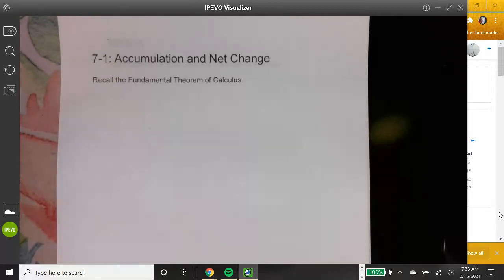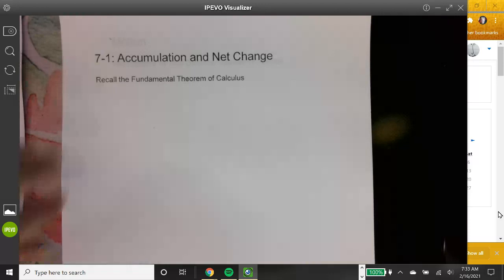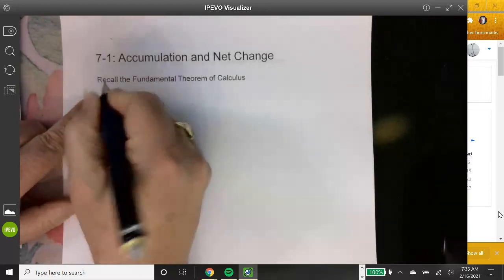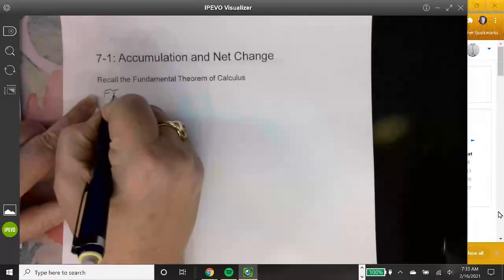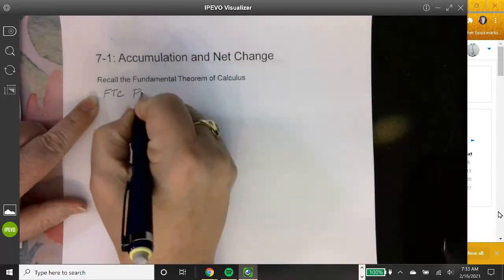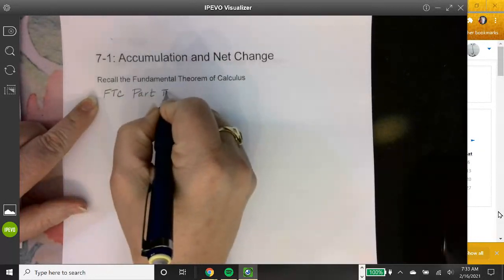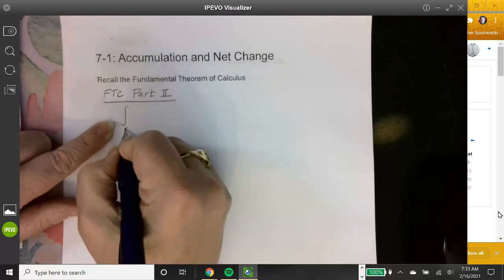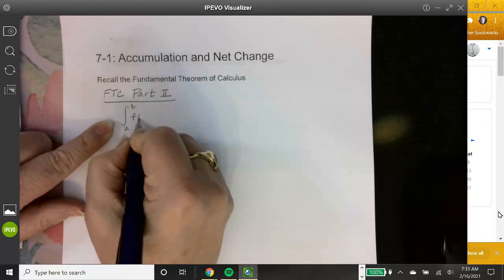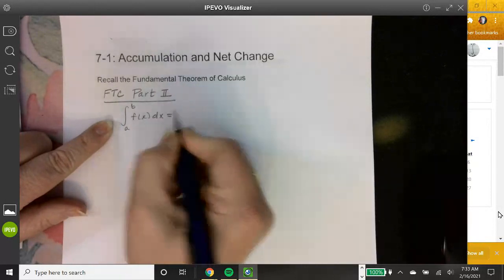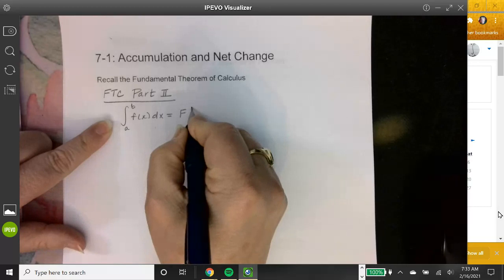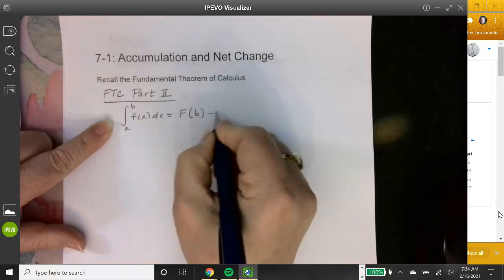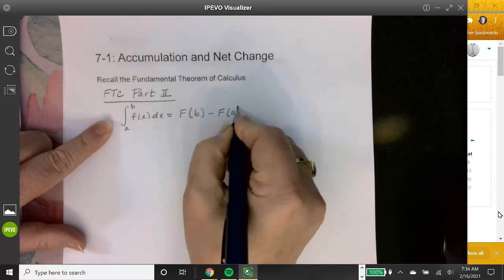So having said that, let's do a quick review of the fundamental theorem of calculus. I'm going to specifically start with part 2, which is the evaluation piece. The fundamental theorem of calculus part 2 states that if we have an integral from a to b of some function f of x dx, that's going to equal the antiderivative, capital F, evaluated at b minus the antiderivative evaluated at a.